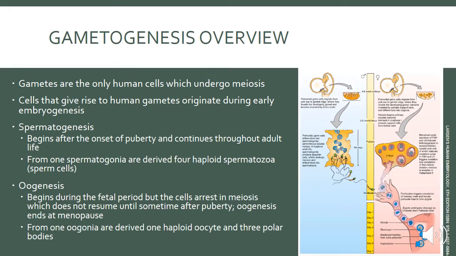Whereas oogenesis is going to begin during the fetal period, but arrest partway through meiosis, and then pick it up again at puberty. Now, oogenesis ends at menopause, so women do not remain fertile throughout their adult life. And then just a reminder that when you go through oogenesis, you only get 1 oocyte, not 4.